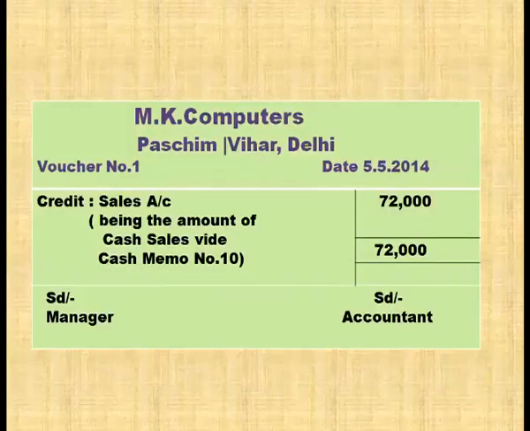Cash sales. When sales are done, cash will come inside the business, so cash account debit to sales. So, credit sales account, amount 72,000. Write the name of the organization, MK Computers, Paschim Vihar, Delhi, then voucher number and date on the top. Then in the second line you will write credit and the title of the account to be credited, that is sales account. Amount in the amount column. Prepared by the accountant. Signed by the manager.